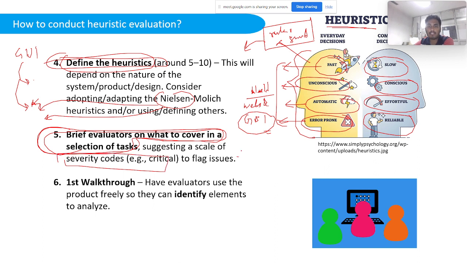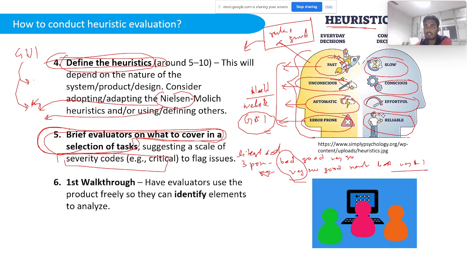So you can use a Likert scale. A 3-point Likert scale will be like bad, good, very good. A 5-point scale can be very good, good, neutral, then you have bad, very bad. So like that you can give different scales to the evaluators so that when they identify a certain heuristic violation, they can rate the severity of that particular violation or usability issue.